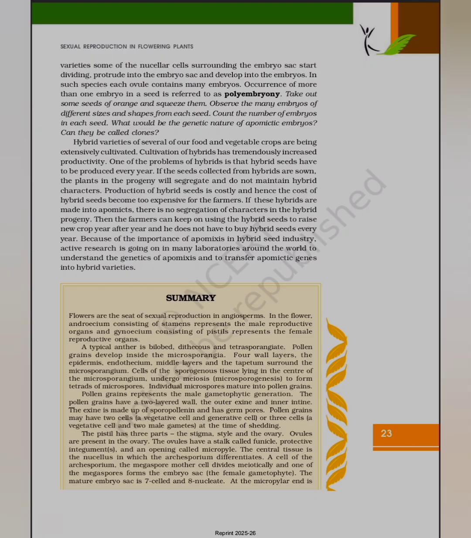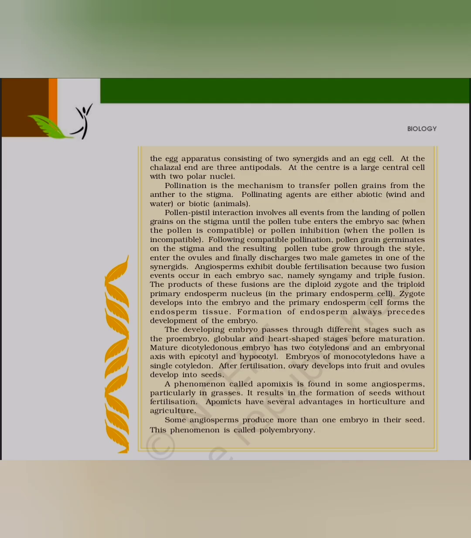The ovule has a stalk called funicle, protective integuments, and an opening called micropyle. The central tissue is the nucellus, in which the archesporium differentiates. A cell of the archesporium, the megaspore mother cell, divides meiotically, and one of the megaspores forms the embryo sac, the female gametophyte. The mature embryo sac is 7-celled and 8-nucleate. At the micropylar end is the egg apparatus consisting of 2 synergids and an egg cell. At the chalazal end are 3 antipodals. At the center is the large central cell with 2 polar nuclei.